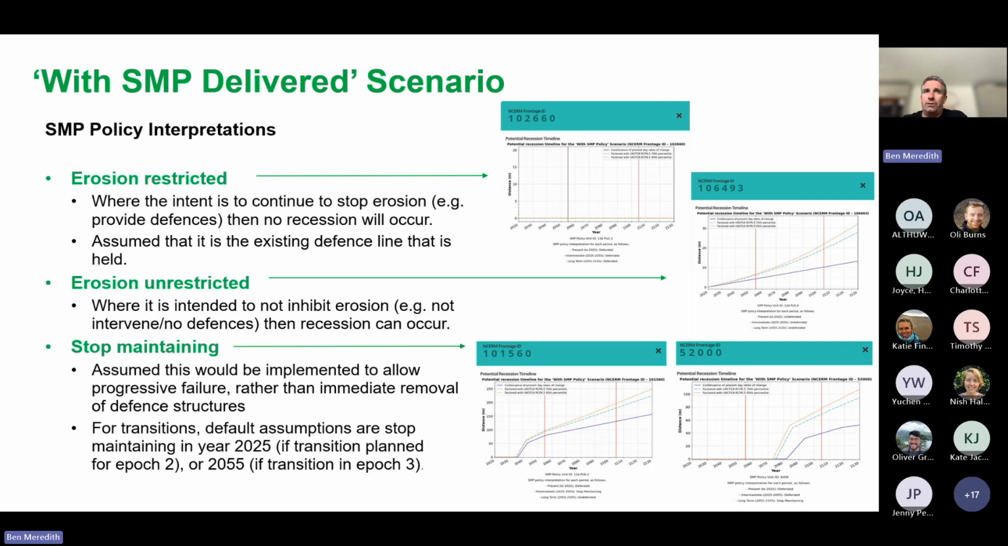We have assumed defaults of the transitions at the SMP epoch breakpoints, but of course, in reality, those years of change between one management scenario and another are much less rigid. Where a policy was for managed realignment, a decision was made based on the SMP detail to set the date of transition from erosion restricted to unrestricted, or vice versa, to reflect that intended management approach.